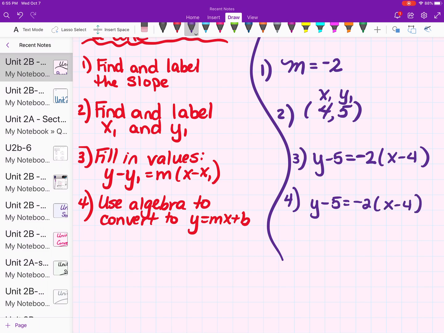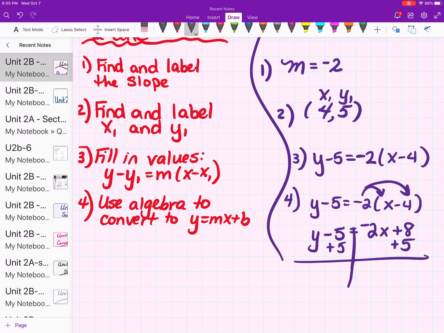First thing I need to do, I need to get rid of those parentheses, so I need to distribute that -2. So now I have -2x plus 8. Be careful, negative times a negative is a positive. I'm almost done. I just need y by itself. So now I just add 5 to both sides. And if we'd already drawn this, we already had a prediction that our y-intercept was going to be pretty high up there. So I'm seeing it as 13.